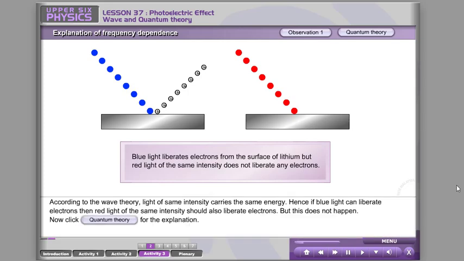According to the wave theory, light of same intensity carries the same energy. Hence, if blue light can liberate electrons, then red light of the same intensity should also liberate electrons. But this does not happen. Now click the quantum theory button for the explanation.